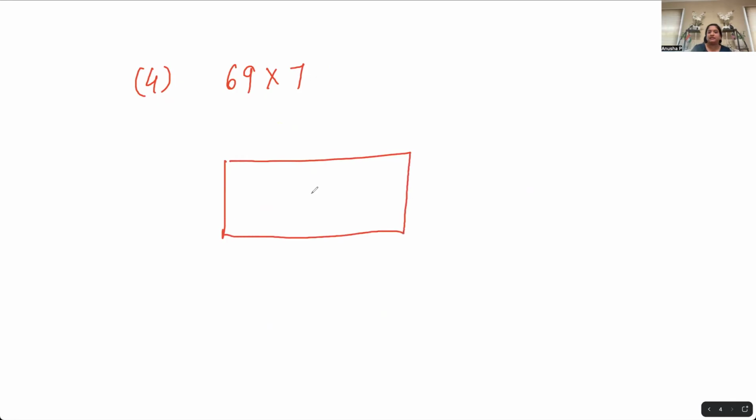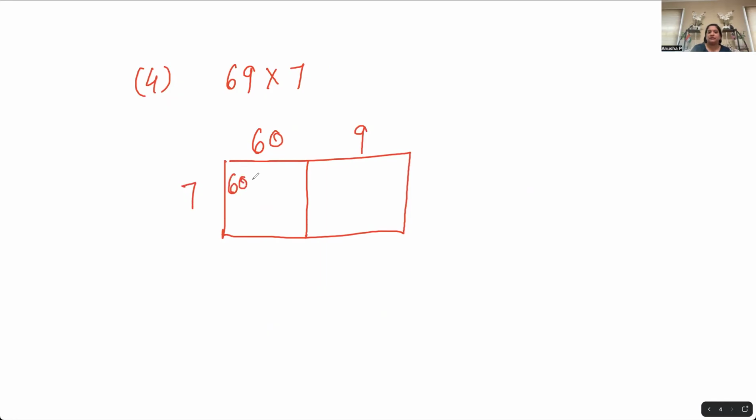I'll do the fourth example now, which is 69 times 7. 69 is a two-digit number, so we will make the box into two boxes, 60 and 9. And we are multiplying it by 7.